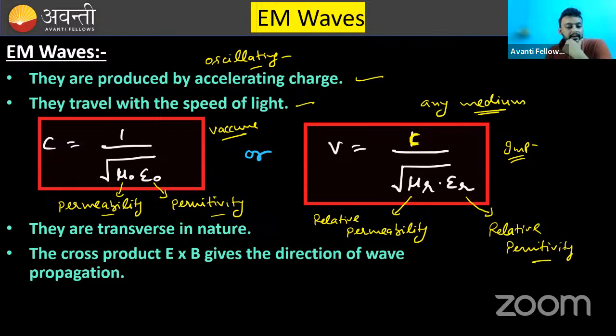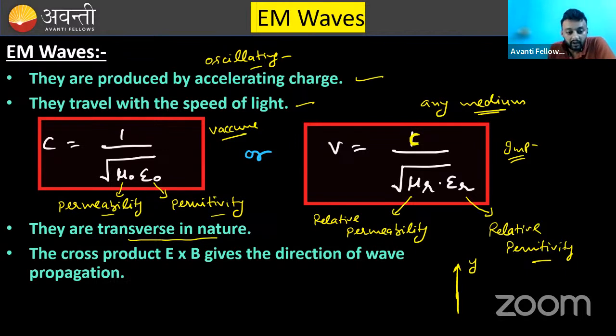Okay. Now, another point, they are transverse in nature. I have already told you that the electric field, magnetic field, and wave propagation, these three things are mutually perpendicular. That means if the wave is traveling in the y direction, then in which direction will the electric field and magnetic field be? The electric field and magnetic field will be in the x and z directions. Is it clear?